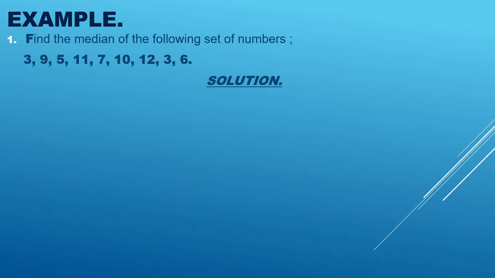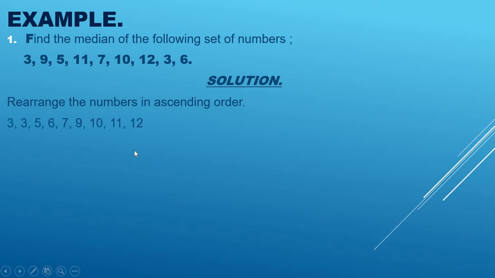Before anything else, we need to rearrange the set of numbers that we have been given. We are going to arrange them in ascending order so that we can find the median from it. When we arrange it, we'll be getting 3, 3, 5, 6, 7, 9, 10, 11, and 12. So you can see that we have arranged the numbers.